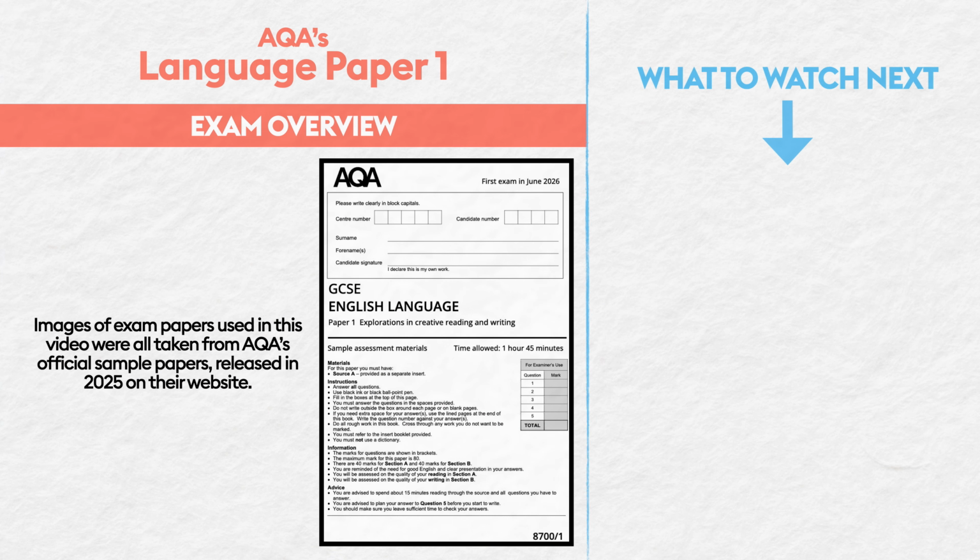So that is a basic overview of AQA's GCSE English Language Paper 1. The key is to understand what each question is assessing, manage your time carefully, and make sure your answers stay focused on the question you're being asked.